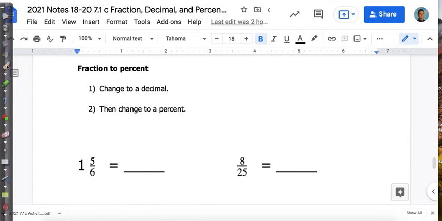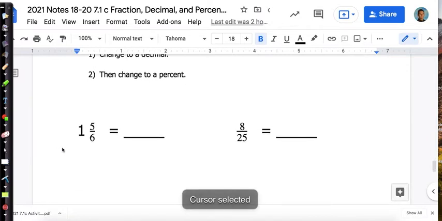Welcome to my part 3 video on fraction, decimal, and percent conversions. So today we're going to look at fraction to percent conversions. The easiest way to do that is to change it to a decimal and then change your decimal to a percent. Okay, so let's look at the first one.